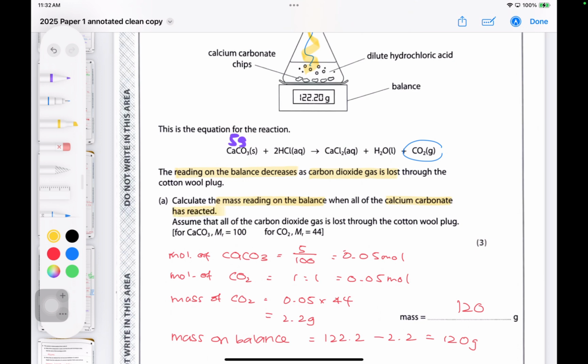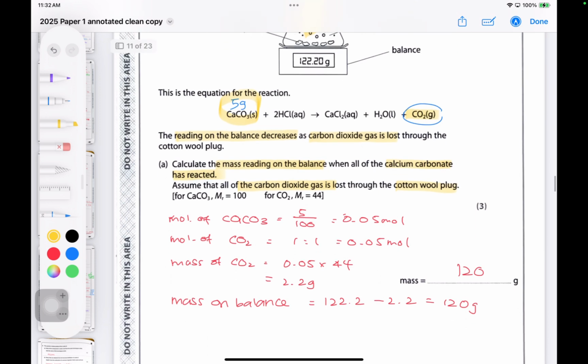Now you've got 5 gram of calcium carbonate, and they say that all of it is going to react. I'm just going to write it down with a thinner or finer pen. Okay, 5 gram. Assume all the carbon dioxide gas is lost through the cotton wool plug. So how do we go about doing this? You are given this mass, so that basically is your limiting reactant. It's going to be used up completely, and all of it will form carbon dioxide. Okay, so you're going to find a relationship between these two.